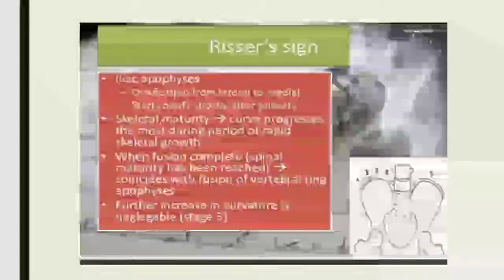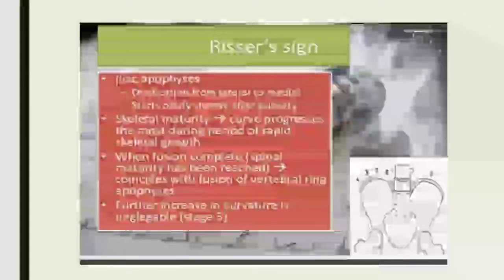Skeletal maturity: the curve progresses the most during the period of rapid skeletal growth. When fusion is complete, spinal maturity has been reached, which coincides with fusion of the vertebral ring apophysis. Further increase in curvature is negligible. Stage 5.